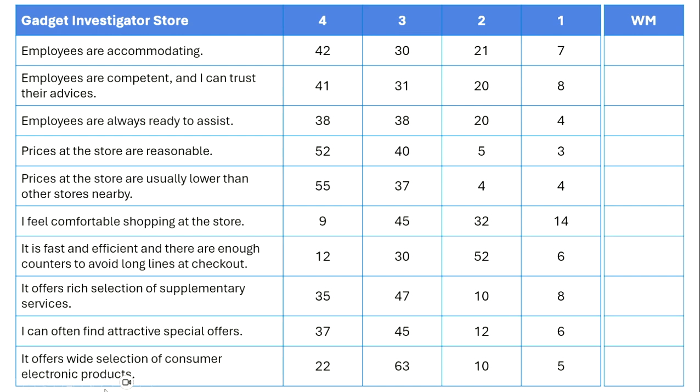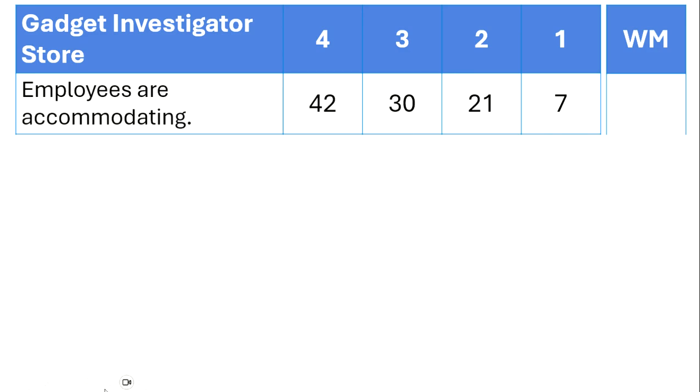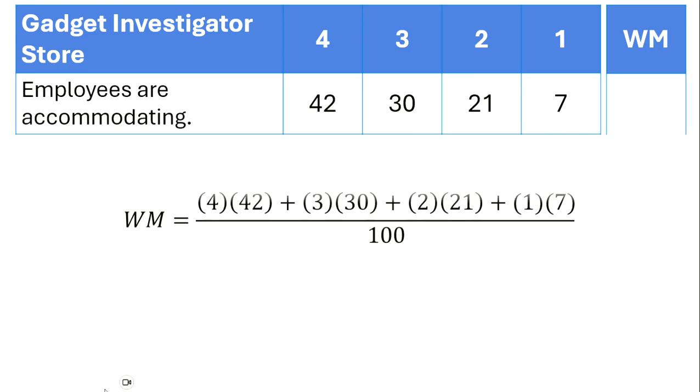So how to compute the weighted mean? For instance, we have here employees are accommodating. All we need to do is multiply the frequency to the weight, then add those products and divide by 100, the total number of respondents in our example. So we have weight times frequency: 4 times 42, plus 3 times 30, plus 2 times 21, plus 1 times 7, divided by 100.